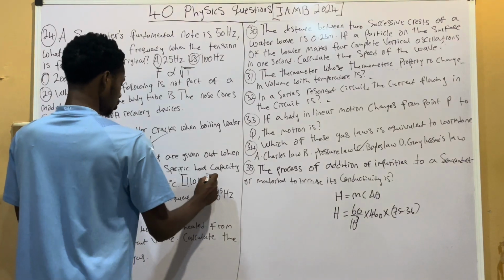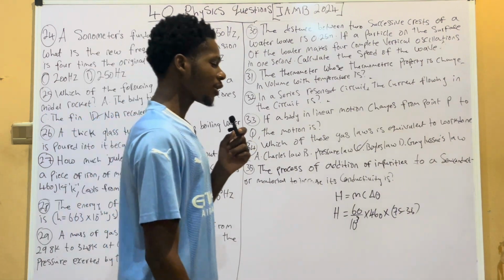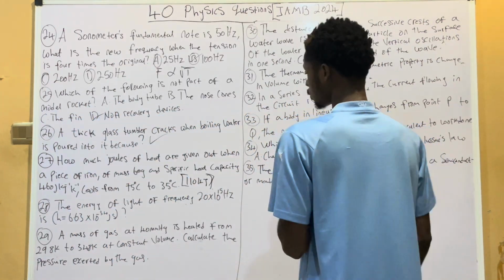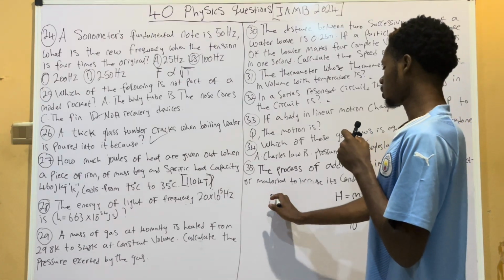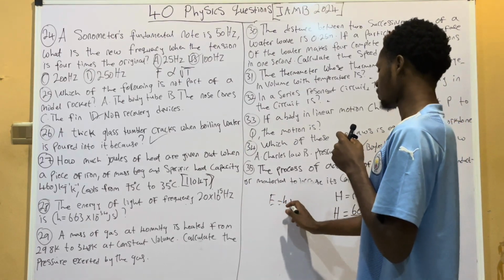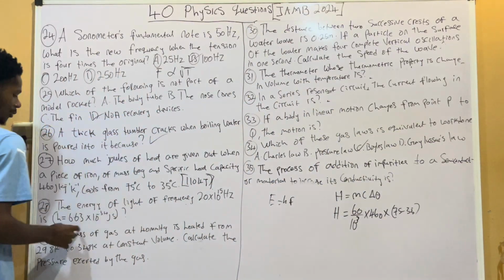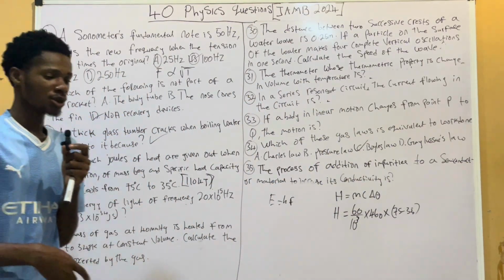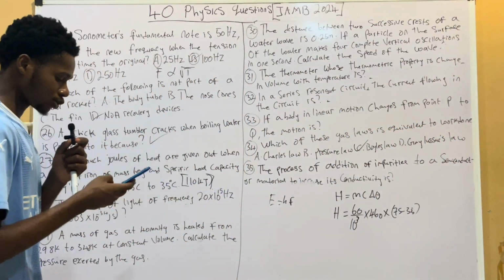So the energy or the heat is 1104 joules. Now the next question wants us to calculate the energy of light of frequency 2 times 10 to the power of 15 Hz. We are given Planck's constant. Now for radiation such as light, there is a formula for calculating the energy in relation to its frequency. It is important for you to take note of the formula. E is equal to H times F, where H is the Planck's constant, which is 6.63 times 10 to the power of minus 34, and F is the frequency.